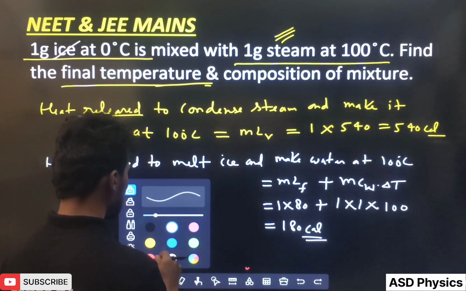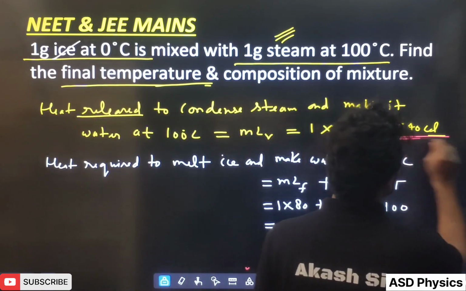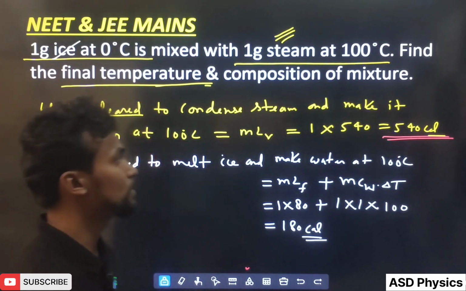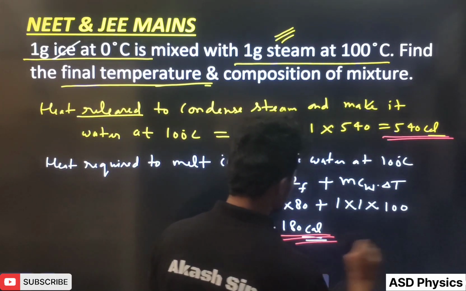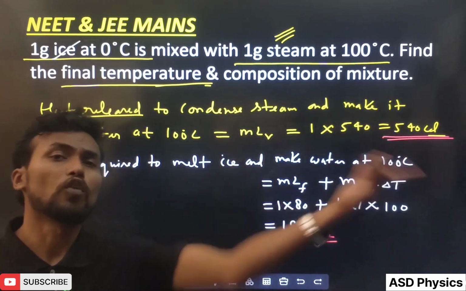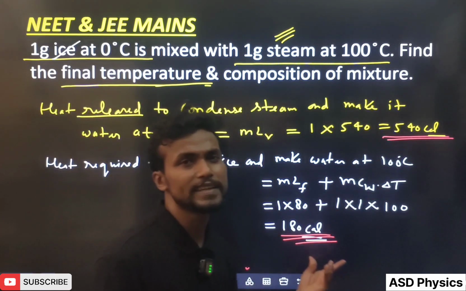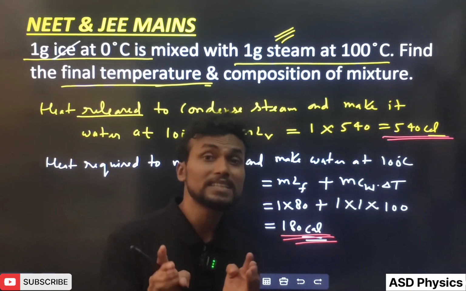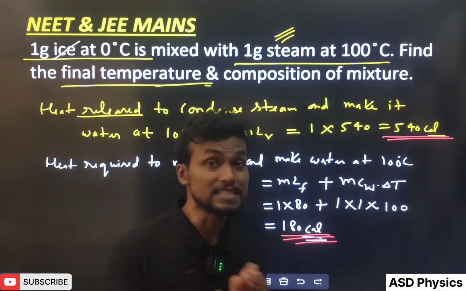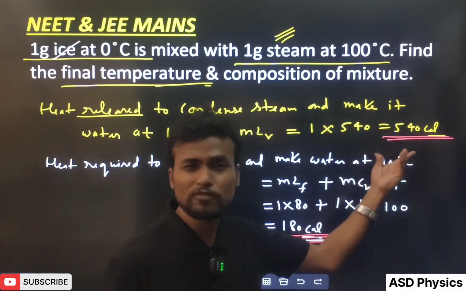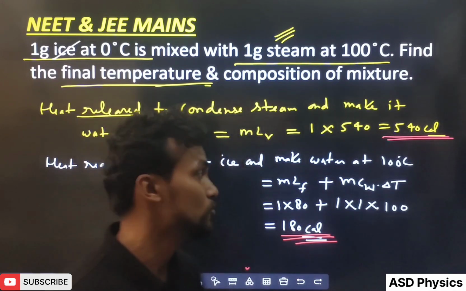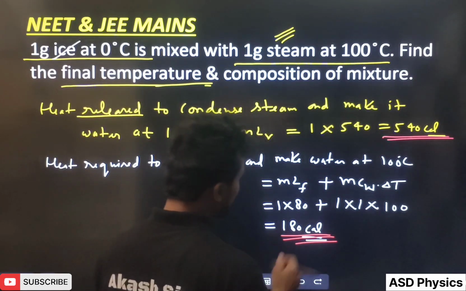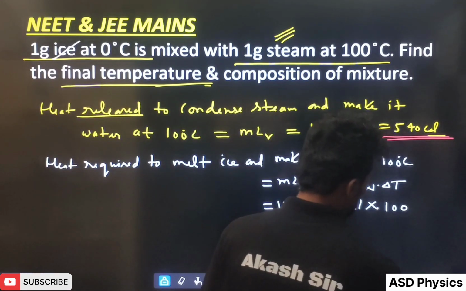Now you can see, students, very well, how much heat we are getting by the condensation of the complete steam: 540 calorie. But how much heat is needed to make ice into water at 100 degrees Celsius? Only 180 calories. So do you think the complete steam will condense? No, complete steam will not condense because we don't need 540 calorie. We need only 180 calorie. Okay. So in this situation, what will we do here?